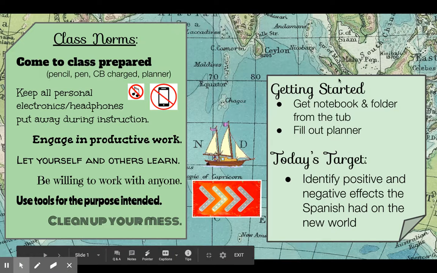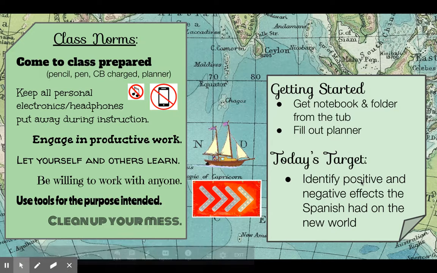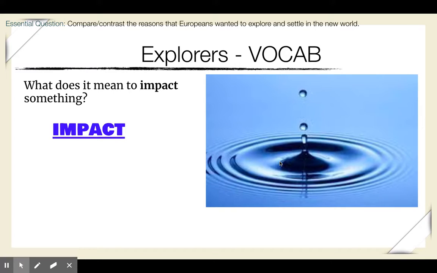Hey guys, today we're going to identify positive and negative effects the Spanish had on the New World. To get us started, we're going to look at a couple of terms. The first one is this word impact.